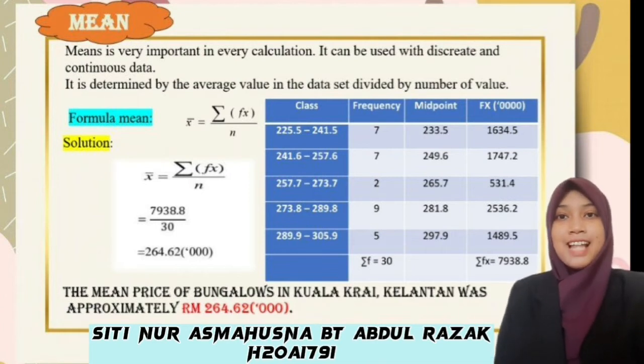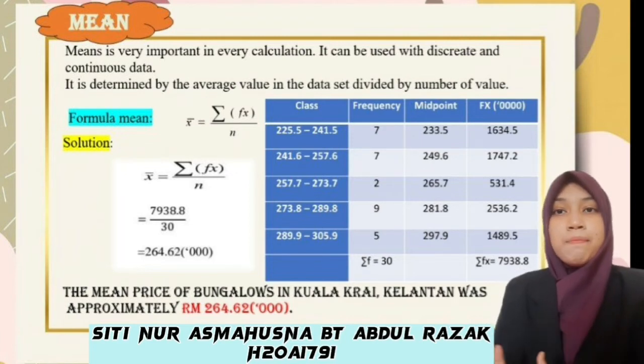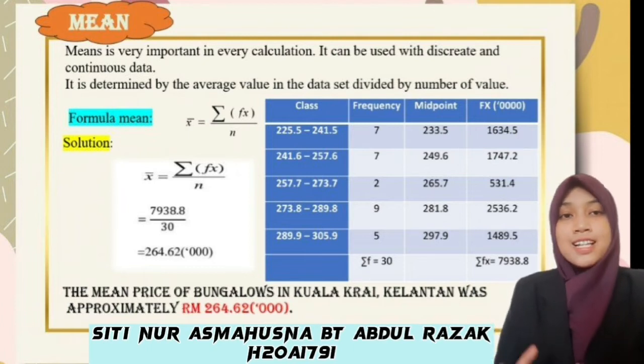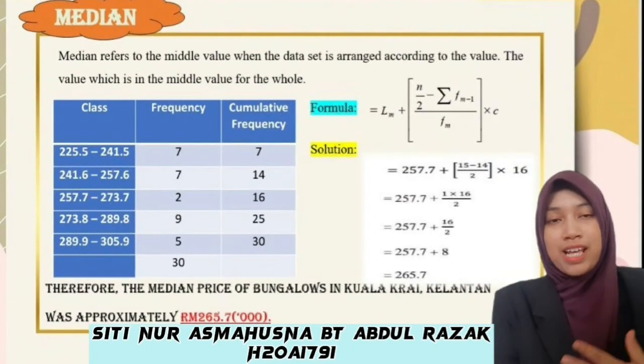So we can see on the slide the formula of the mean and the solution of the mean. So the mean price of bungalow in Kuala Krai, Kelantan was RM274.20. Okay, next I will explain about the median.